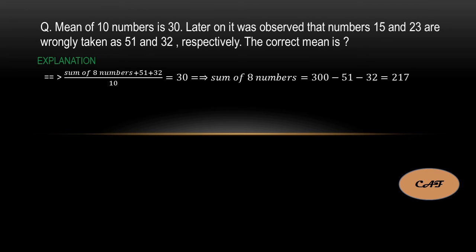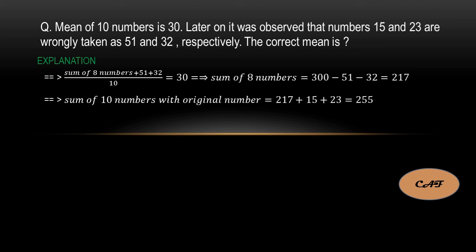Okay. See here. So I am writing the average for 10 numbers. So sum of 8 numbers plus whatever 2 numbers he took for wrong result, 51 and 32. So sum of 8 numbers plus 51 plus 32 divided by 10 is equal to 30 he got. So from that you can find sum of 8 numbers. Sum of 8 numbers is equal to 300 minus 51 minus 32. So is equal to 217. Okay, now we know sum of 8 numbers. So now we will find correct one.